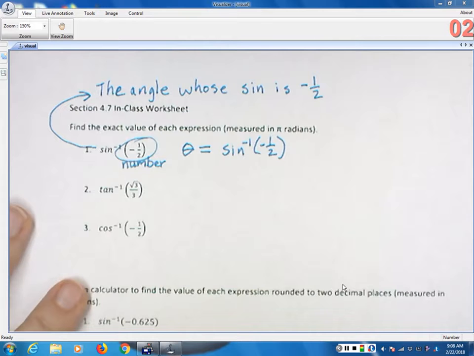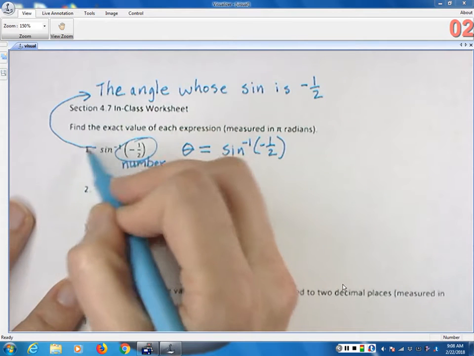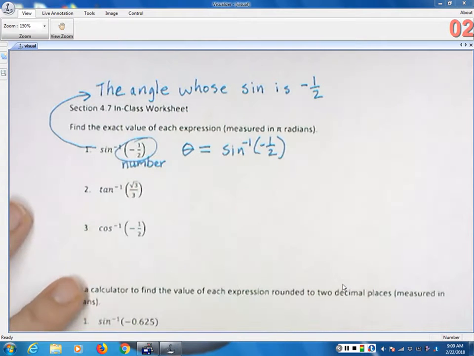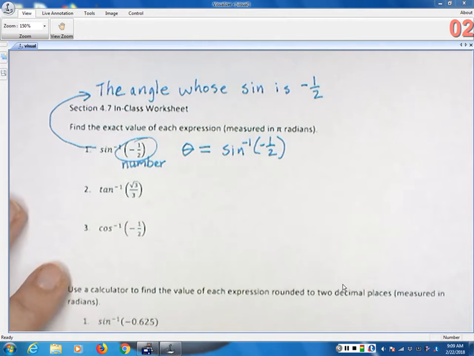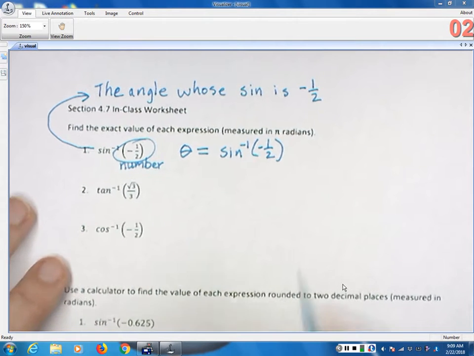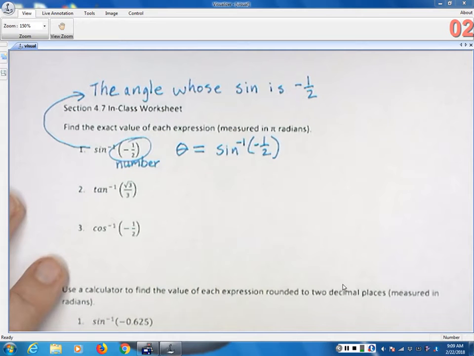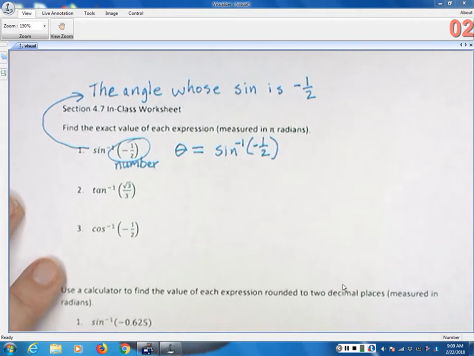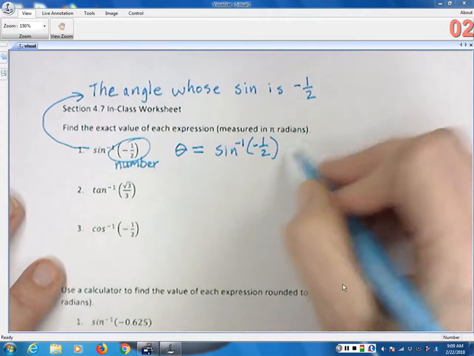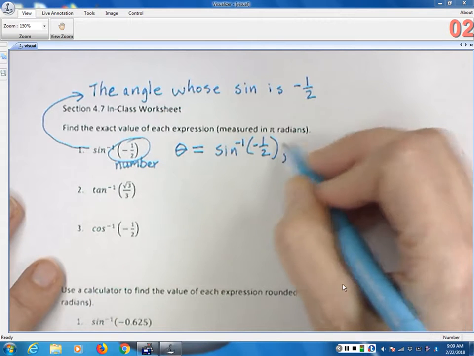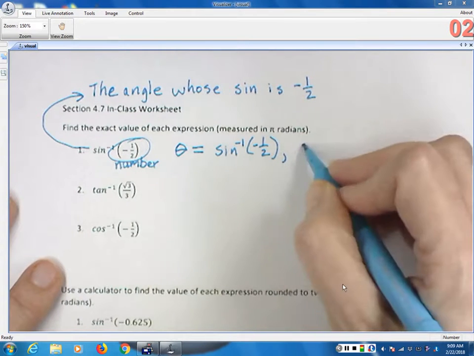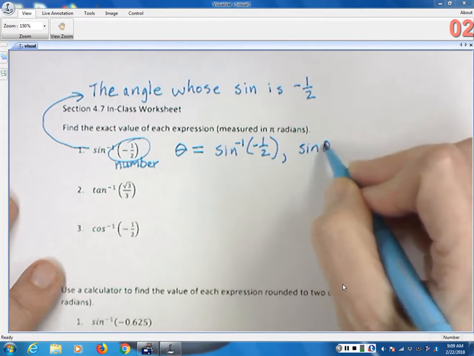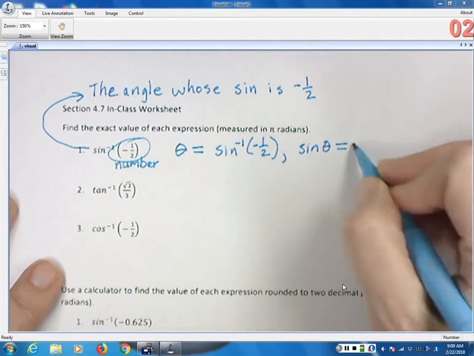Or you might just write theta equals over here to save writing all that. Okay, because that's an angle. We're looking for an angle. And I did tell you it's measured in pi radians. Okay? And then you write, this is not equals, this means that the sine of theta equals -1/2.